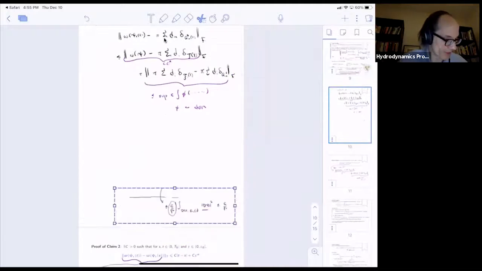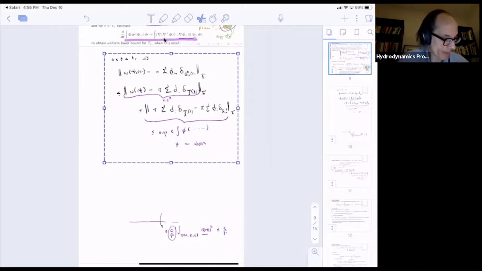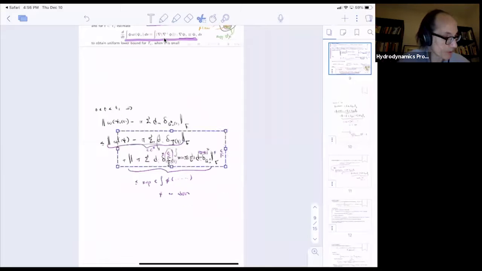I'm going to move this stuff around. So the... okay, this was here.